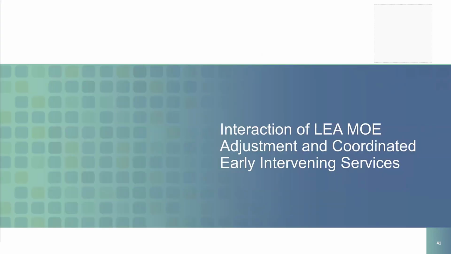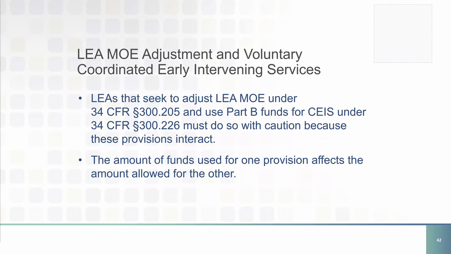So there's no doubt that LEA MOE is one of the more complex fiscal requirements of IDEA. Its interaction with voluntary provision of CEIS, or Coordinated Early Intervening Services, contributes to that complexity. Let's talk about it. We've just discussed the LEA MOE adjustment and the conditions an LEA must meet to take advantage of it. But what about voluntary CEIS? Voluntary Coordinated Early Intervening Services are services provided to children who are not currently identified as needing special education-related services, but who need additional academic or behavioral support to succeed in the general education environment.